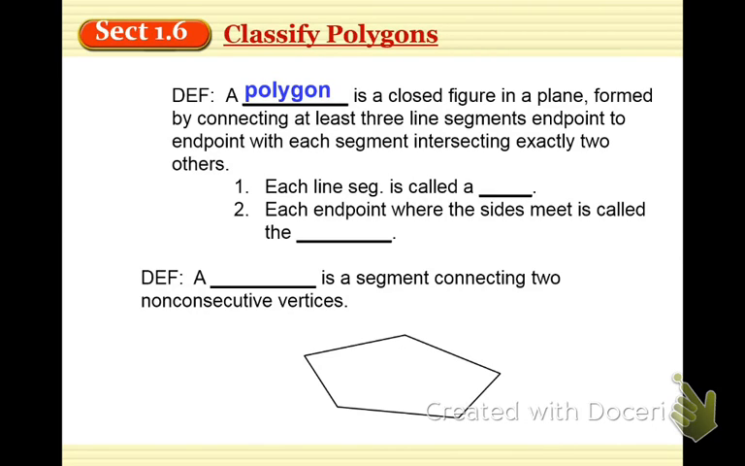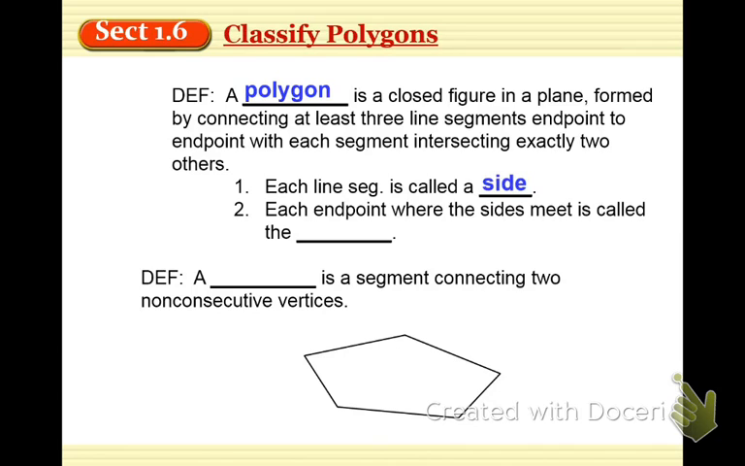And there are some criteria in order for a shape to be a polygon. The criteria is it's got to be formed by connecting at least 3 line segments. They have to connect at endpoints, and each segment is only allowed to intersect exactly 2 others. It's got to satisfy all those criteria, or it cannot be a polygon.